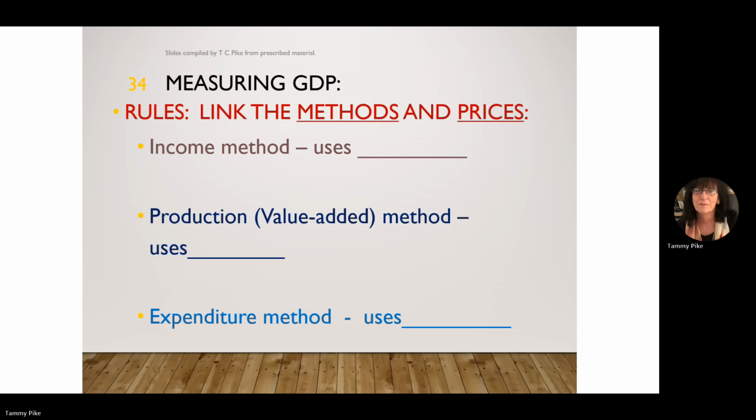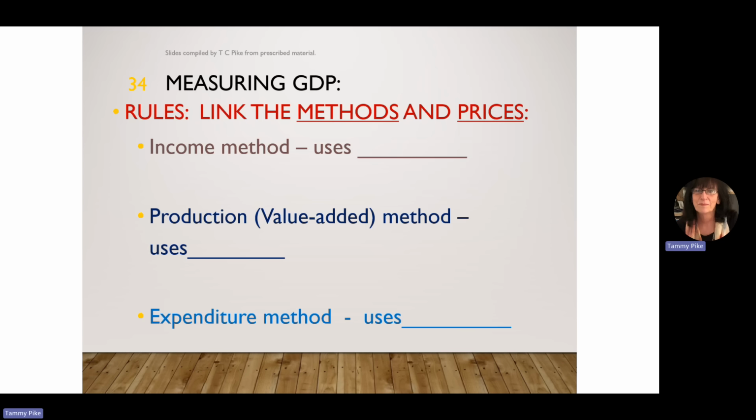Moving on. Can you fill in the missing words? Here we are looking at methods and prices. So you should be able to identify each method with its relevant price. I'm going to give you a moment to think about that. All right, your income method uses factor cost. Your production method uses basic prices, and your expenditure method uses market prices. Please, ladies and gents, be able to link your methods and your prices, and know what you're talking about when you talk about factor cost or basic prices or market prices.